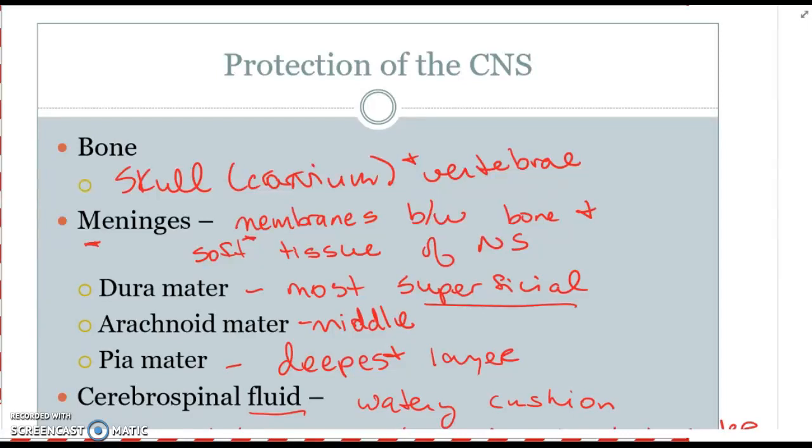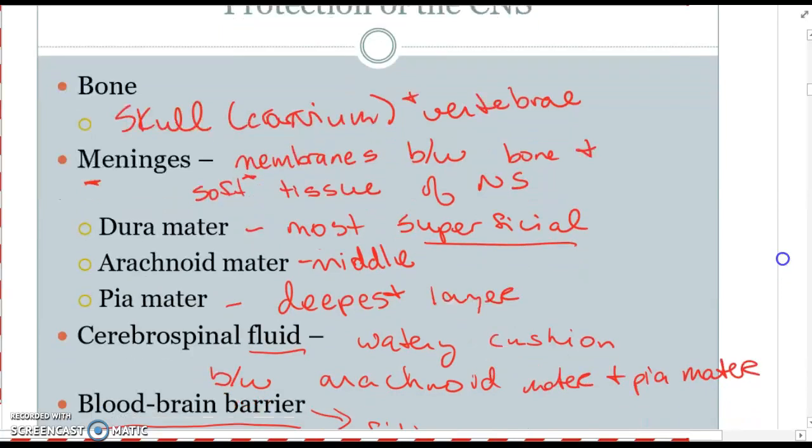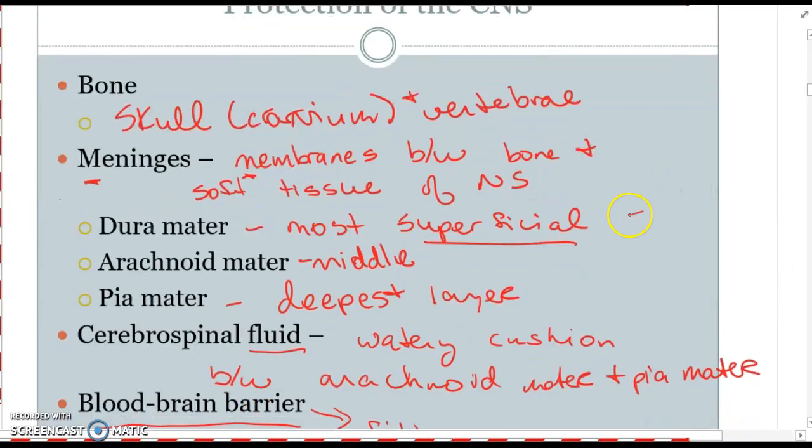Okay, we're going to go ahead and continue with the central nervous system. And I could not remember if I had said this correctly whenever you were watching the last video, so I'm going to go ahead and mention it again.